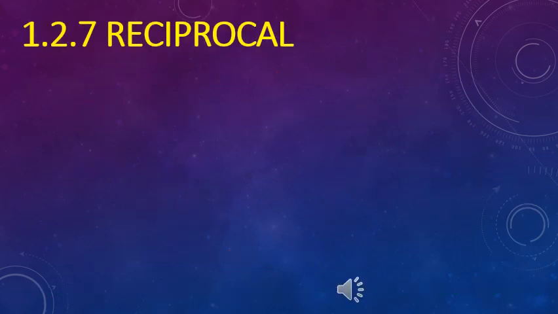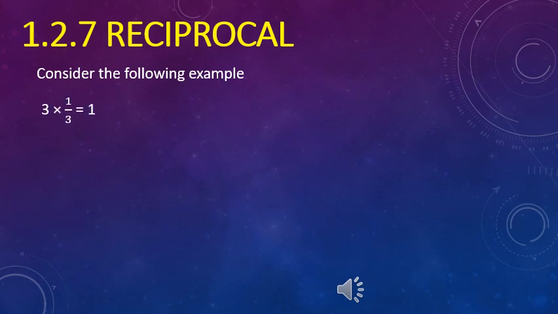Reciprocal. See the following example. 3 multiplied by 1 upon 3 is equal to 1. When we are multiplying 3 with 1 by 3, we are getting the result as multiplicative identity. Hence, 1 by 3 is the reciprocal or multiplicative inverse of 3.